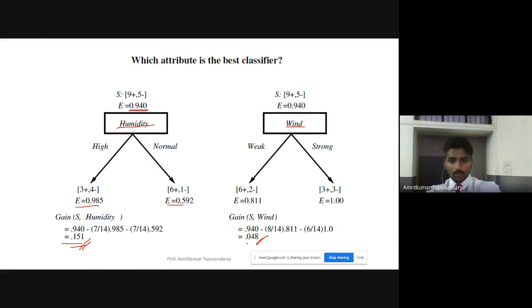0.151 is greater than 0.048, right? So the information gain given by Humidity is higher than the information gain given by Wind. So we can say that Humidity is a better classifier compared to Wind, in order to select an attribute which can be our root attribute. But we haven't computed yet for Outlook and Temperature, right?